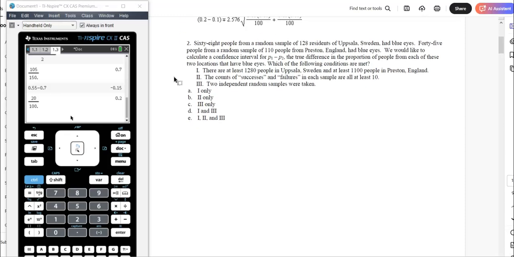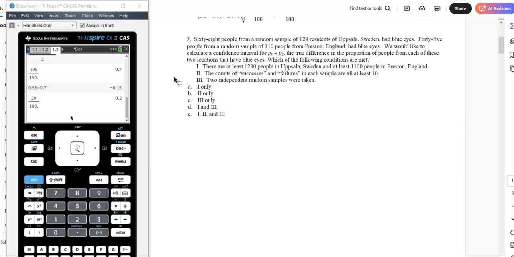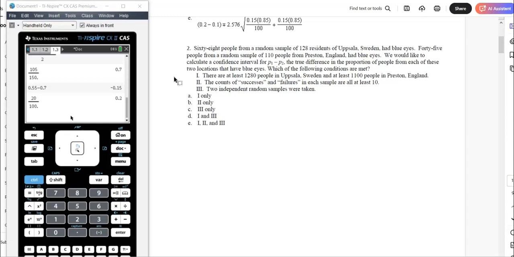68 people from a random sample of 128 residents in Uppsala, Sweden had blue eyes. 45 people from a random sample of 110 in Preston, England had blue eyes. We'd like to calculate a confidence interval for P1 minus P2, the true difference in proportion of people in the two locations who have blue eyes. Which of the following conditions are met?